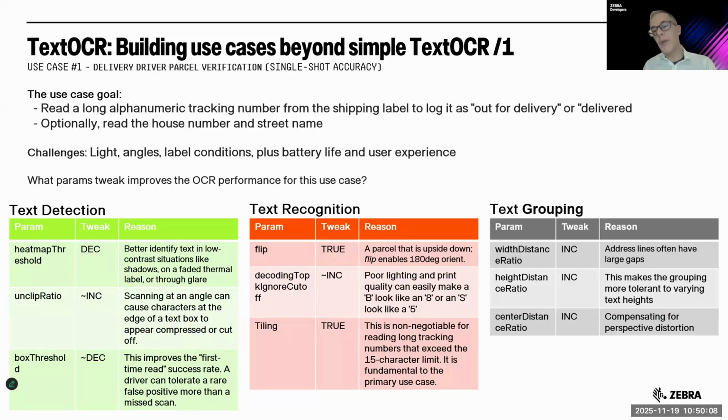characters. And about the grouping, you want to increase all the parameters available, because, for instance, address line have often large gaps. You want the recognition to be tolerant to variable heights in the font, and also compensate for the distortion that's a third parameter.